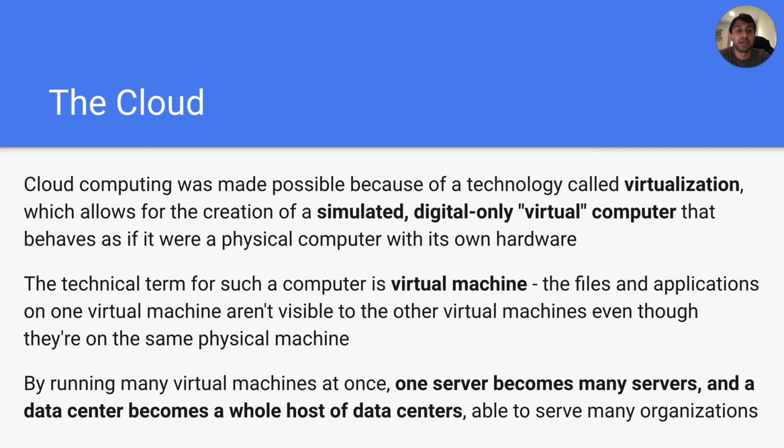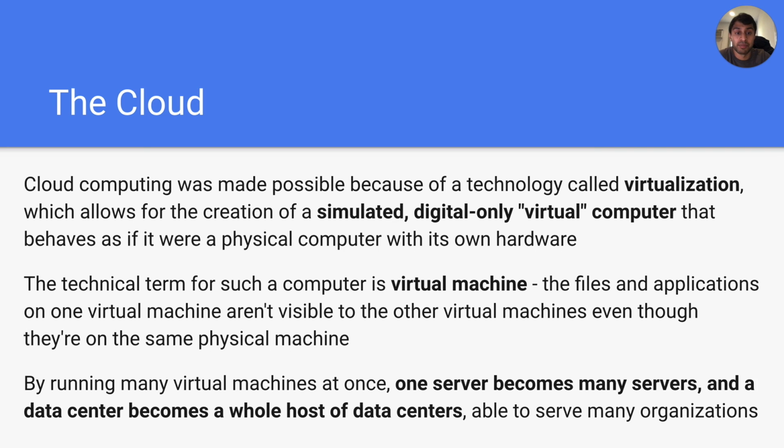Getting into a bit of the nitty-gritty. Cloud computing was made possible because of a technology called virtualization. Virtualization allows for the creation of a simulated, digital-only virtual computer that behaves as if it were a physical computer with its own hardware. The technical term for such a computer is a virtual machine.